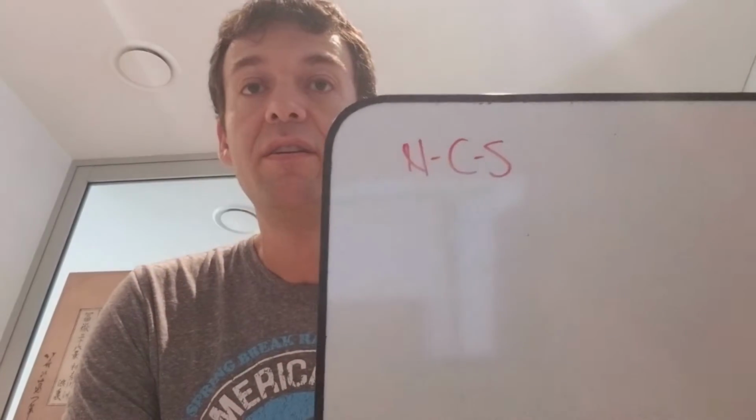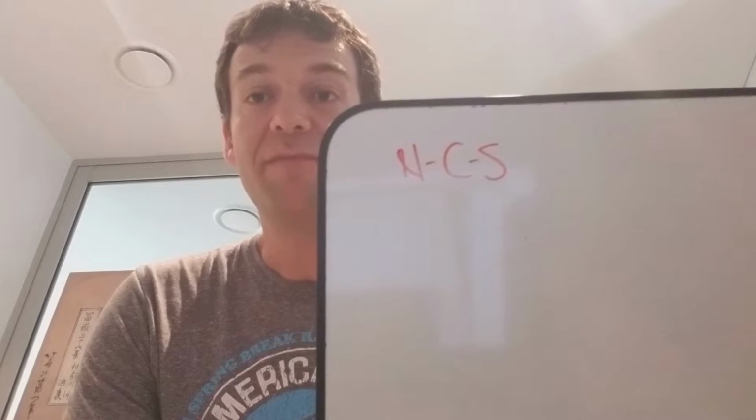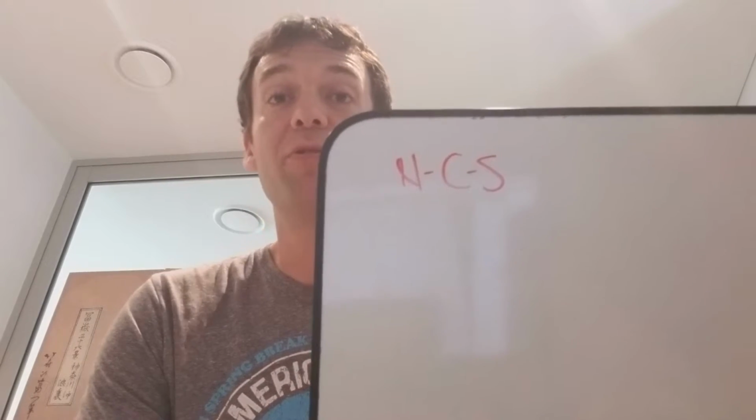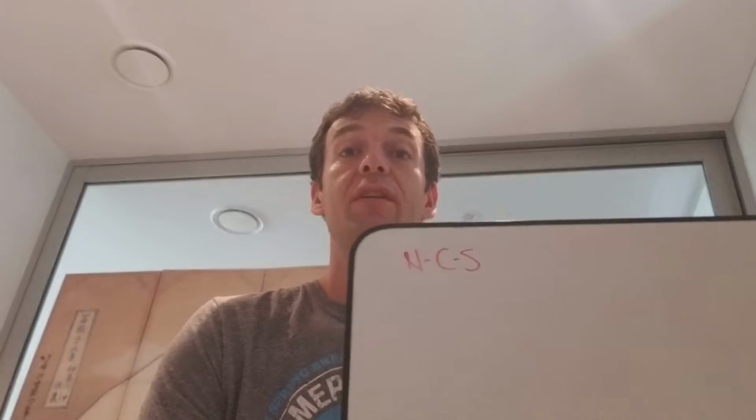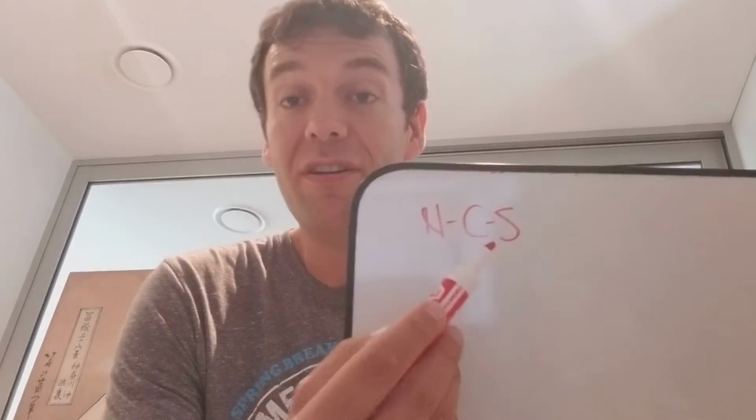So, in your notes, you had NCS, the thiocyanate ion, NCS minus, in fact. So, let's see. This is going to be the diagram, okay? This is going to be the diagram because it can form the most bonds.